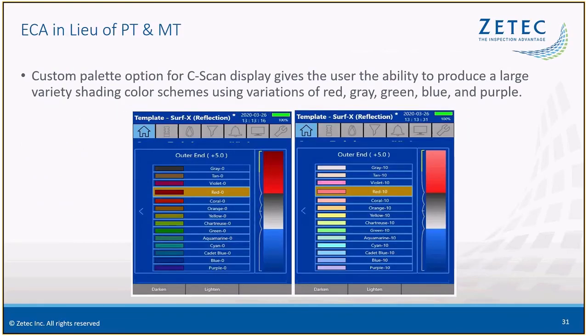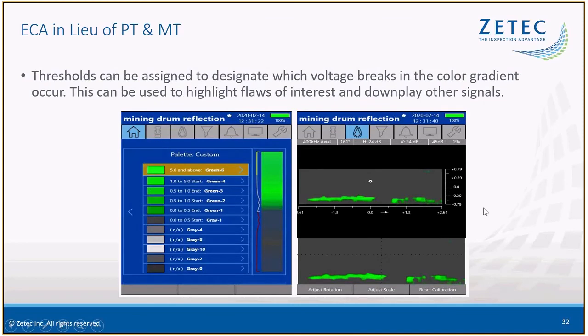And then for visualization for ECA, it doesn't have to be in this sort of rainbow color of green to red. You can also have a number of color schemes you can apply and even make it look like a penetrant test if you are using a red dye penetrant, or if you're using a fluorescent, you can do it in greens. So you have the full ability to customize these color palettes, and even the shading of dark to light here. And then you set thresholds.